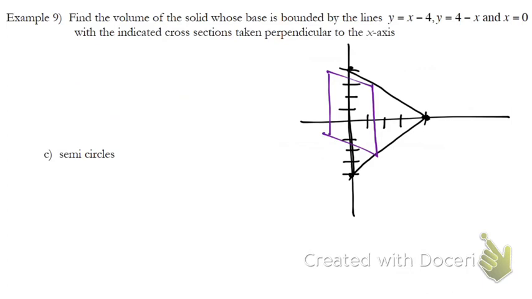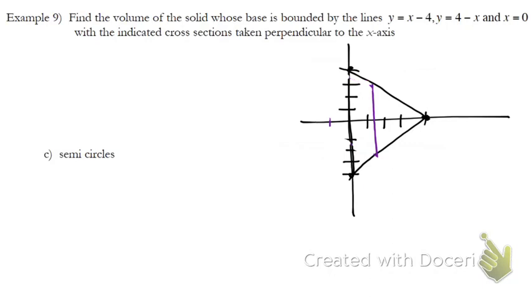Alright, our next shape we're working with is semicircles. So let's look at the same thing but with semicircles. Let me see if I can erase the square I already drew. There we go, that's good enough.